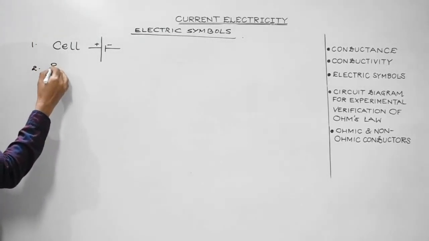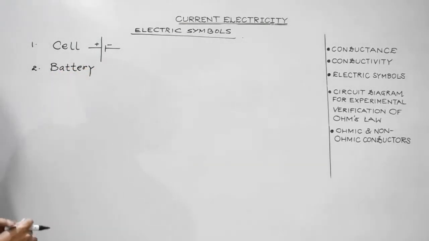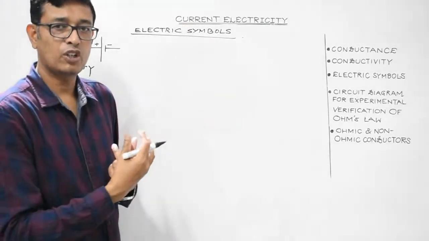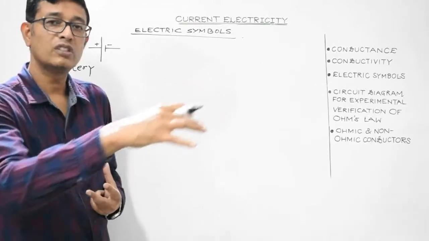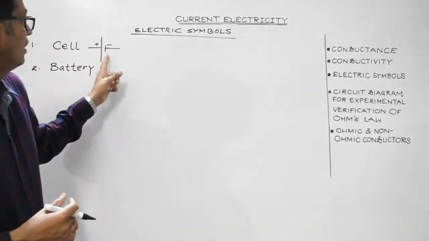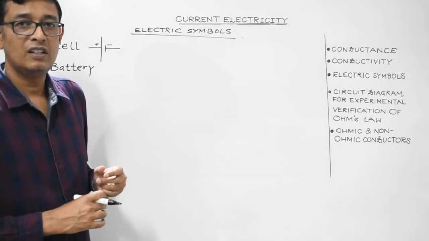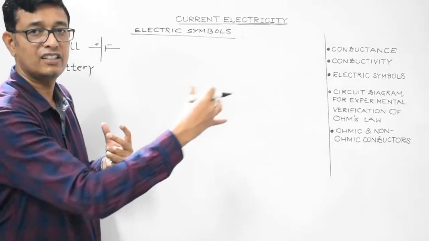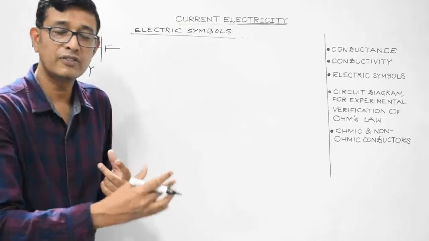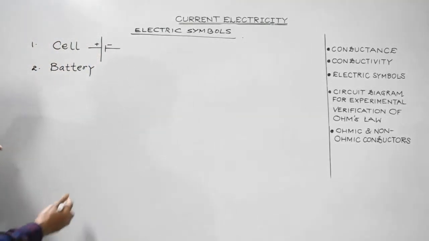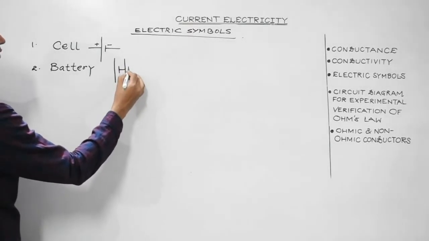Second, battery. Students, the combination of cells is known as a battery. When the cells are arranged in a particular manner, in series, end-to-end connection, then it constitutes a battery. Suppose the potential difference of one cell is 1.5 volt. Then if 10 cells are connected in series, then it will become 15 volt. It will act as a source of potential difference of 15 volt. So that's a battery. So symbolically, it is represented like this.